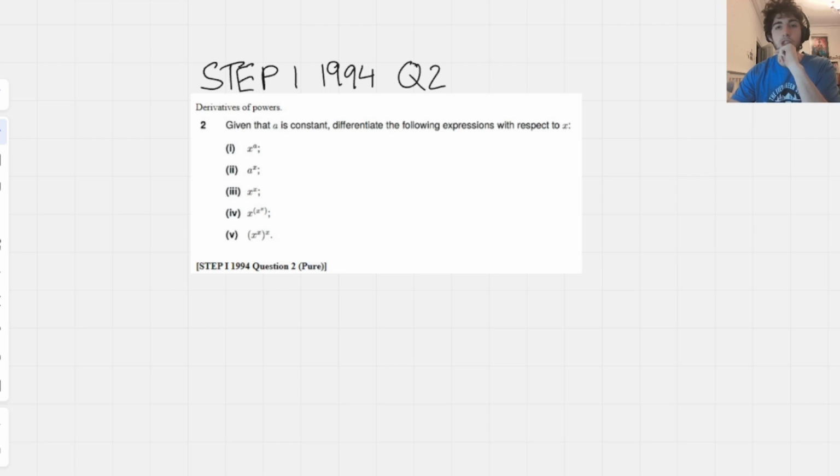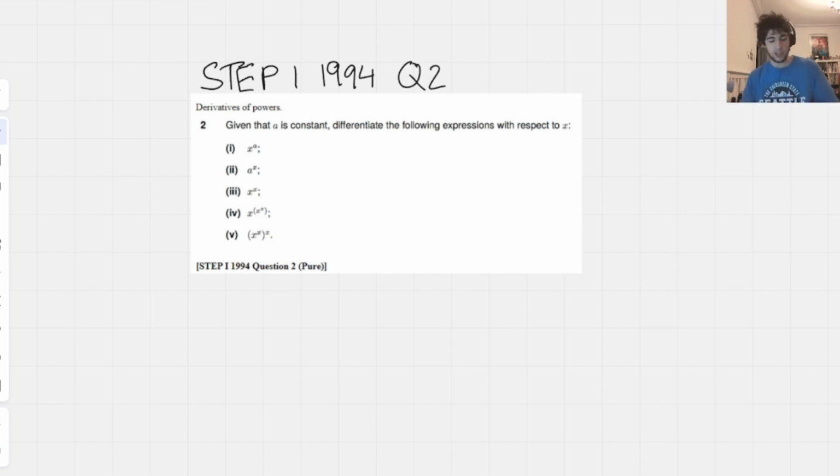So a bit of differentiation here. In my opinion, this is a lot easier than question 1, which you can see my video about if you check the channel. But let's get straight into it. So we need to find the derivative of each of these expressions. And the first one is pretty straightforward. Given that a is constant, differentiate the following expressions with respect to x.